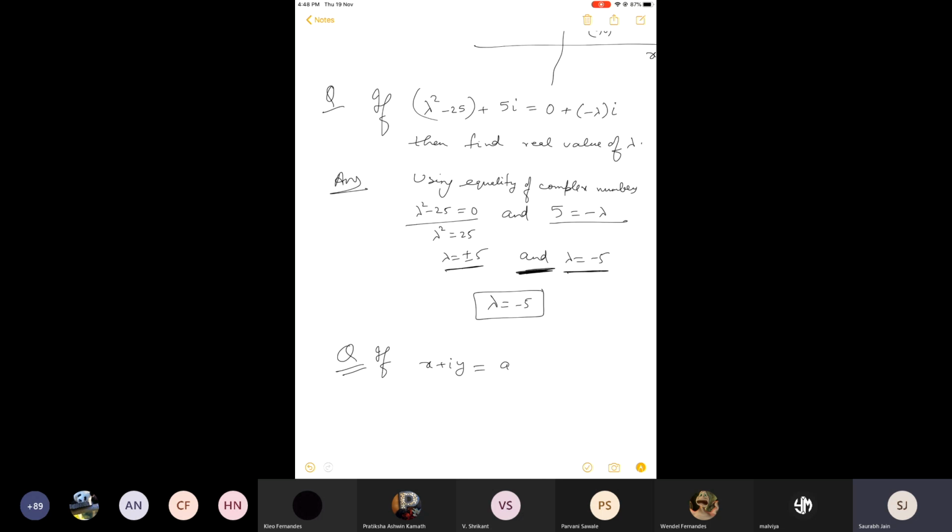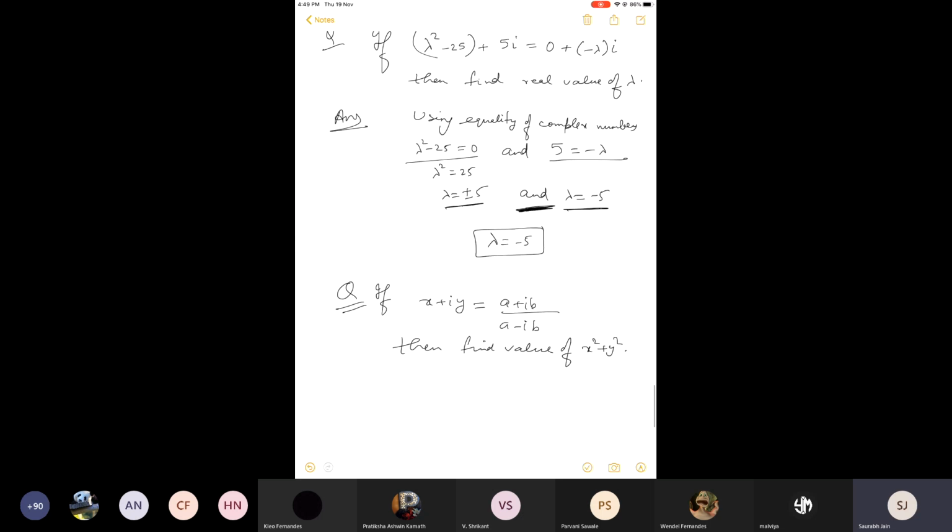Okay. Solve this question. In the question they have given that x plus iota y is equal to a plus iota b upon a minus iota b. On the basis of that, you have to find the value of the expression x square plus y square. Try this question. Let me see what value you are getting.